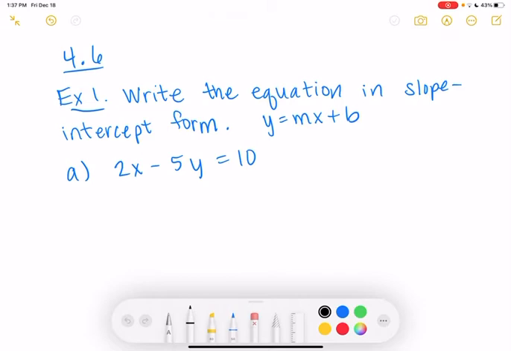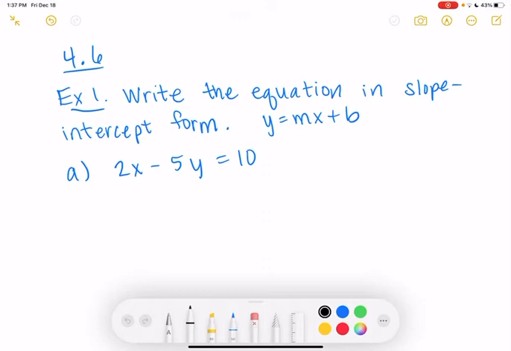Hello, this is section 4.6. Use formulas to solve various types of problems. And here we have example 1. Write the equation in slope-intercept form. And slope-intercept form is y equals mx plus b.